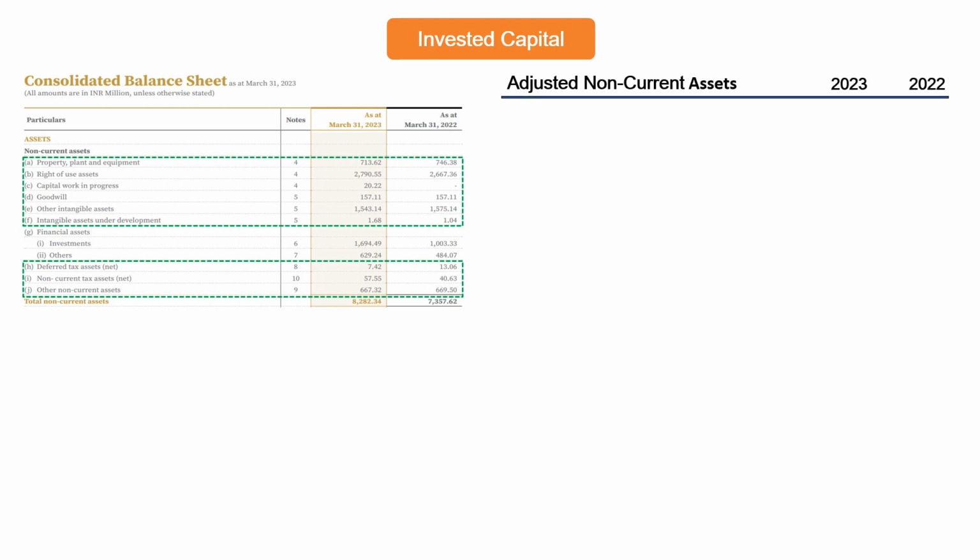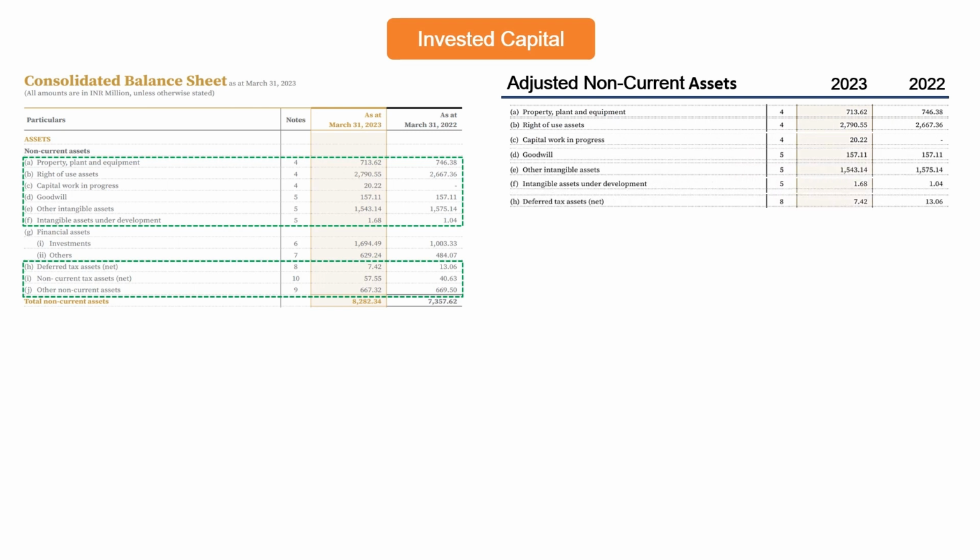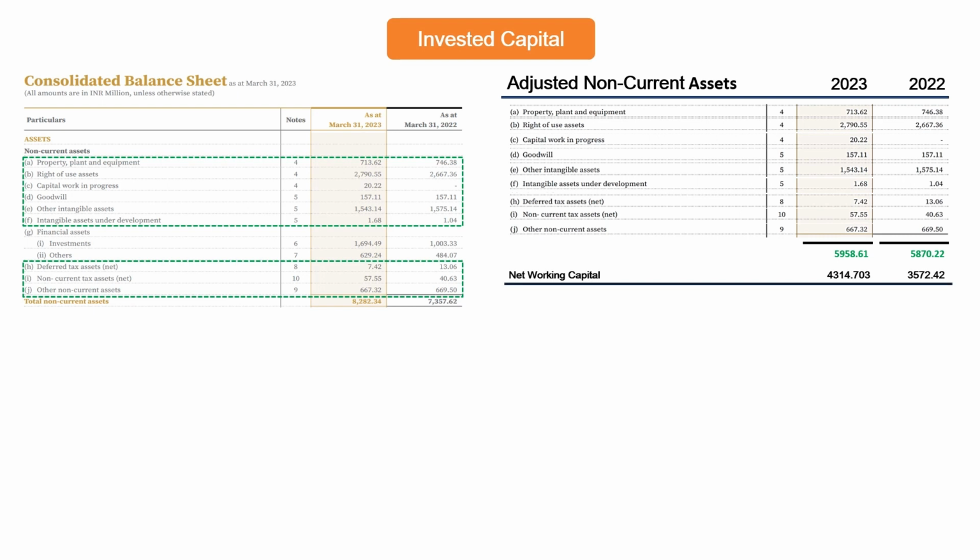Okay. So adjusted non-current assets: property, plant and equipment, right of use asset, capital work in progress, goodwill, other intangible asset, other intangible asset under development, deferred tax asset, non-current tax asset, other non-current asset, and the total adjusted non-current asset is 5958.61. Net working capital is 4314.703 for 2023. Now if we add both of these, we will get invested capital 10273.313.